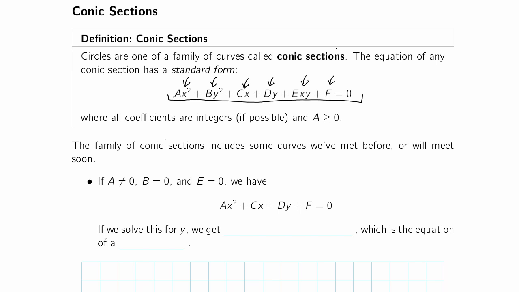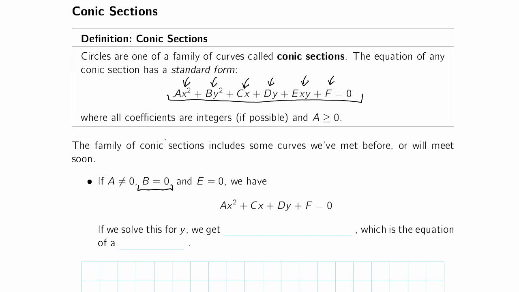This is in standard form if it's arranged so that all of that is equal to 0, everything is integers if we can possibly make that happen. Occasionally we'll be stuck with an irrational number in here, and our leading coefficient is positive. The family of conic sections includes the circles. It also includes a bunch of curves that we've met before, and one set of curves that we're going to meet in a little while.